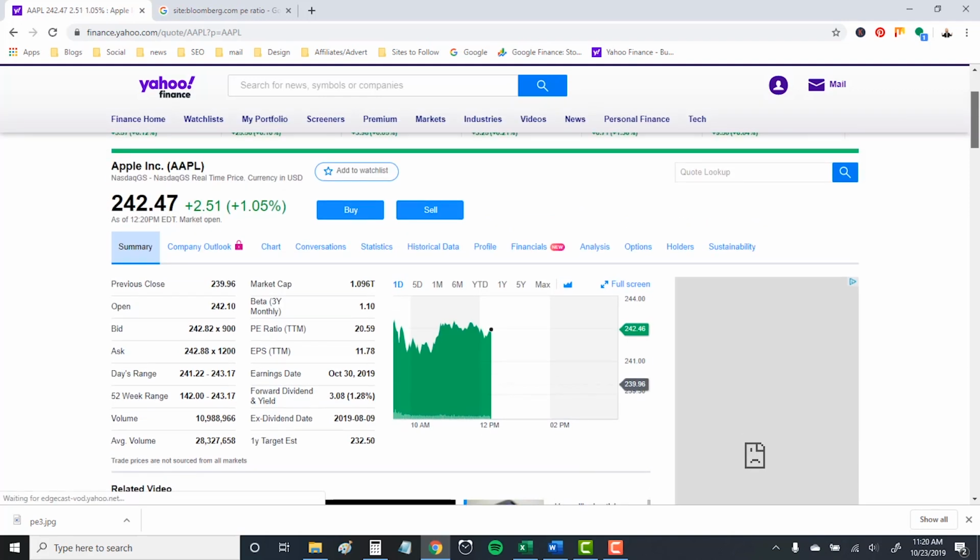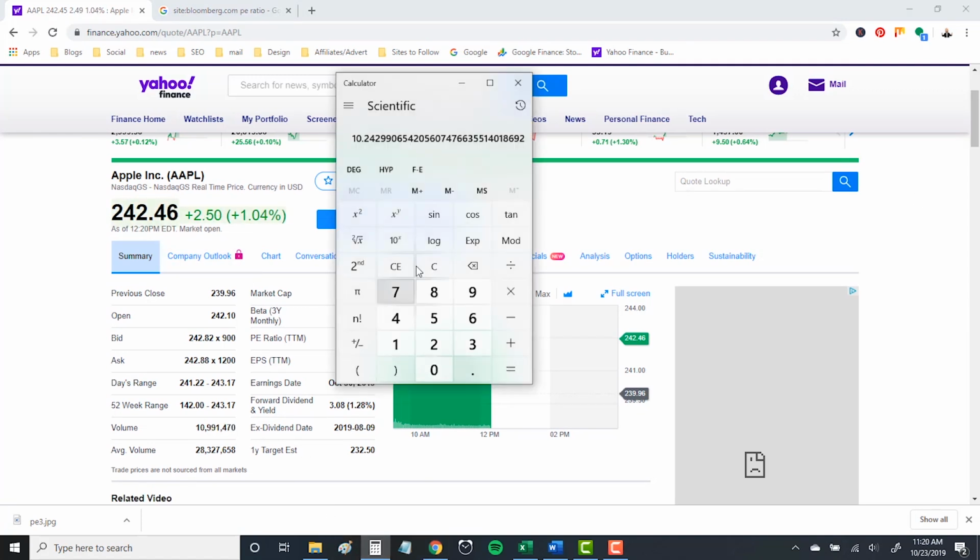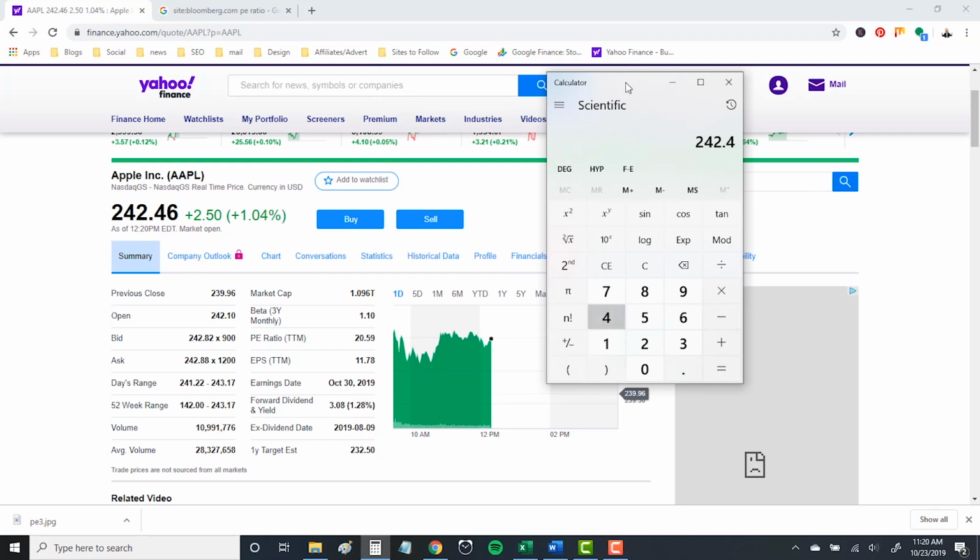Now scrolling back up, we see that shares are trading for $242.46 as I'm recording this, and if we take that price divided by the earnings, we get a PE ratio of 20.6 times. Now what this says is that investors are right now willing to pay 20 times Apple's annual profits for a share of stock, an ownership share in future profits.